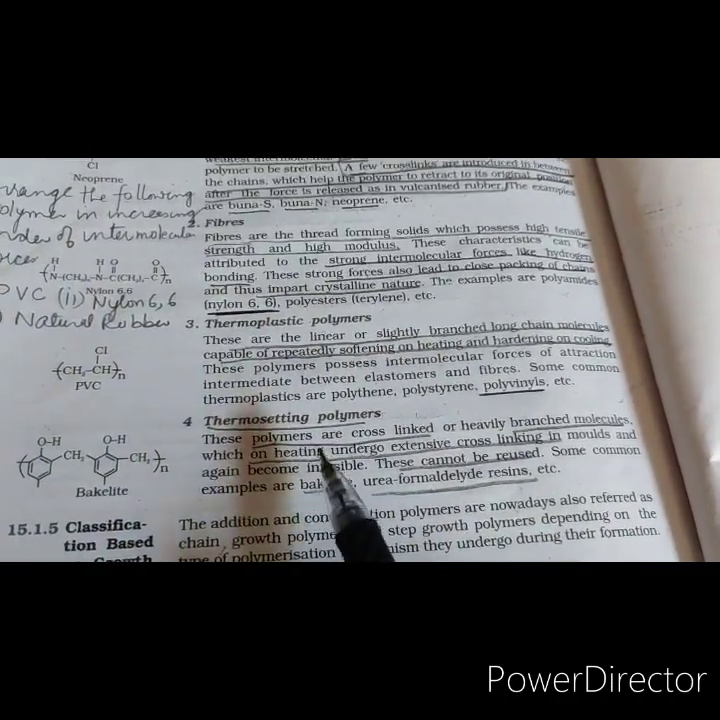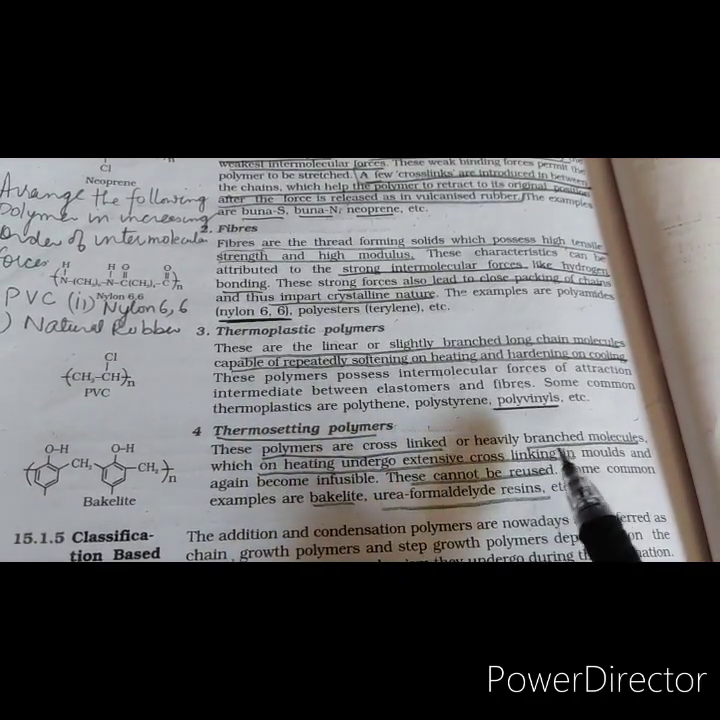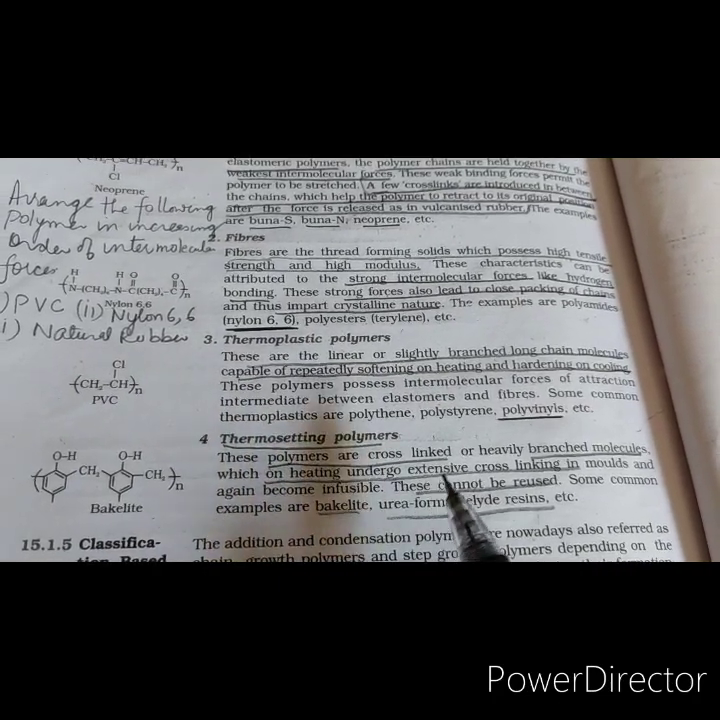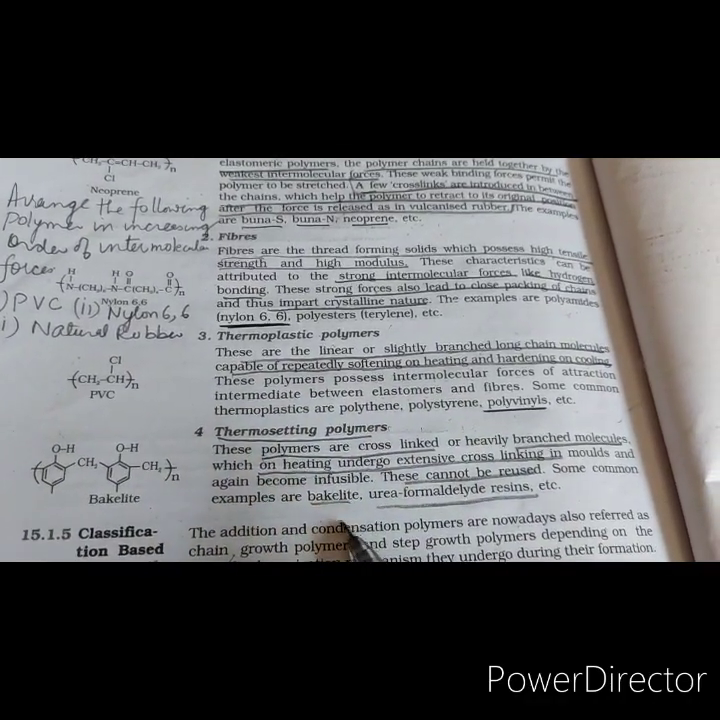And then we come to the thermosetting polymers. These polymers are cross-linked or heavily branched molecules, and on heating they undergo excessive cross-linking in molds and again become infusible. They cannot be reused. Once they are set, you cannot reuse them. So examples are bakelite and urea formaldehyde resin.